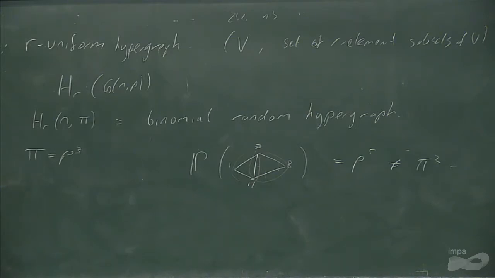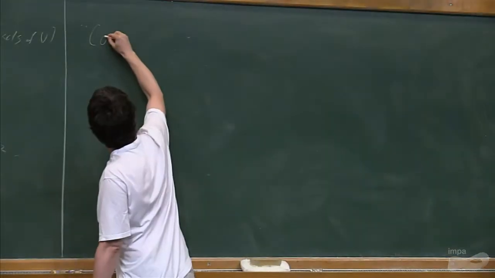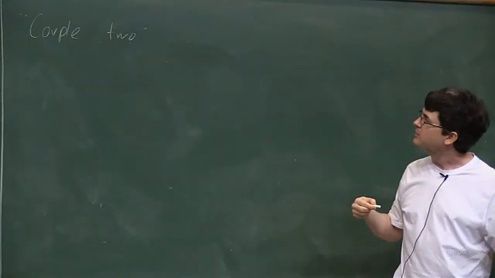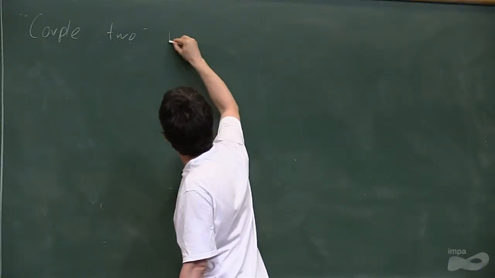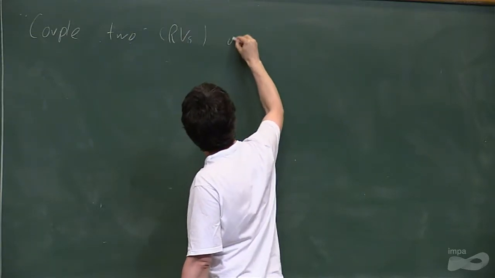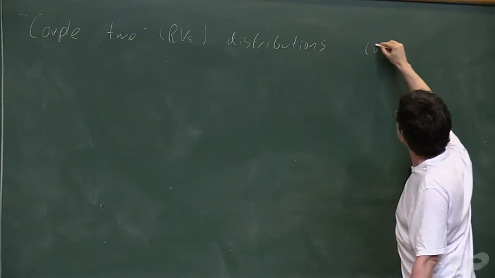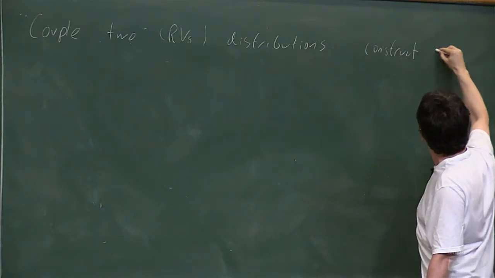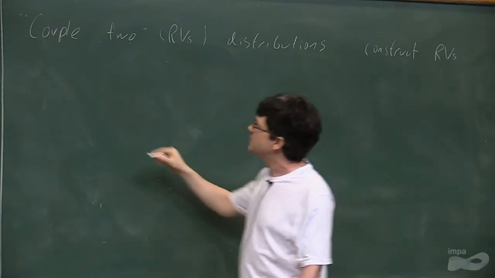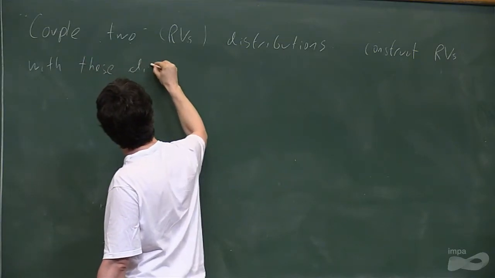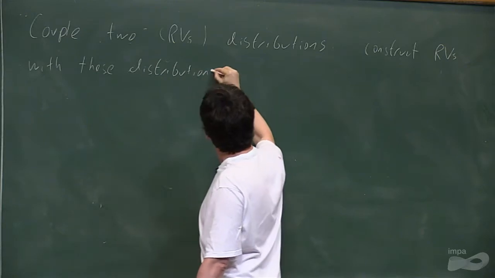Okay, so with apologies to the experts, let me very briefly say what that actually means for those who are not familiar. So what does it mean to couple two, I mean, sometimes we loosely say two random variables. We shouldn't. We should say two distributions. So random variables are really two distributions. It means just to construct random variables with these distributions on the same space.